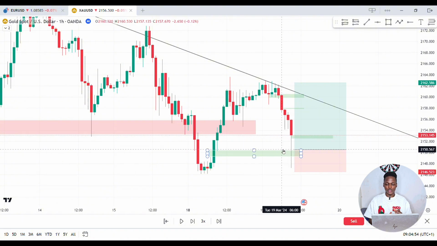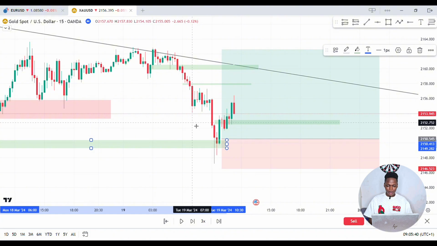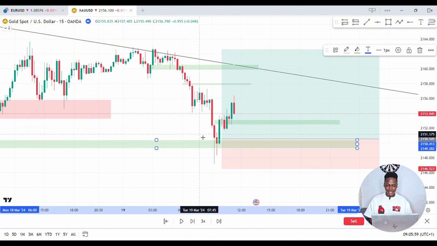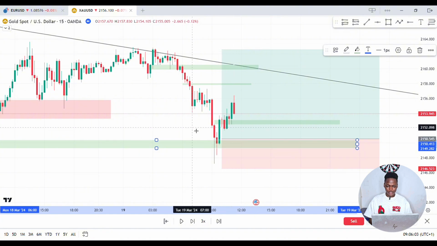So now we are going to be switching to our execution time frame, which is the 15 minutes time frame, looking for a fair value gap or another block that we're going to use as confirmation to be buying from this particular point right here. Remember the fair value gap we drew in the 1 hour time frame. This is it right here, and I placed my entry a little bit above the 1 hour fair value gap for a better risk to reward ratio. So I expected price to trade down, trigger our entry, and move straight to our TP.